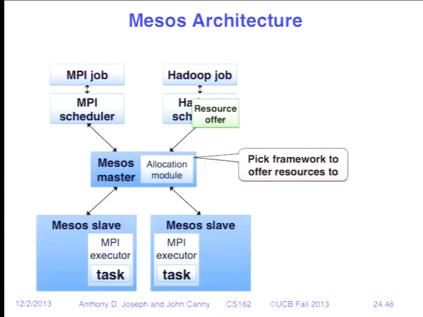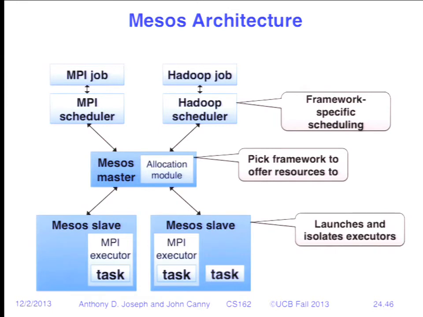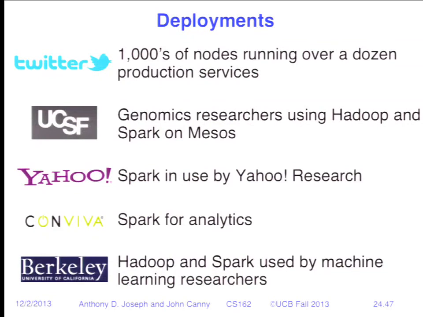The framework applies its complicated scheduling logic, picks what it wants for nodes, and generates a task that it sends back to the master. The master then creates an executor on that particular slave that will run the task and isolate it from all the other tasks that might be running on that node. Right? And we have some free space, so maybe we create a new resource offer and pass it up to a different framework.